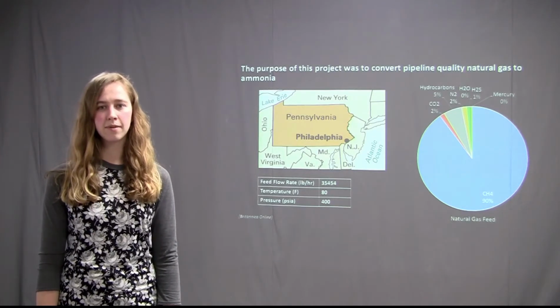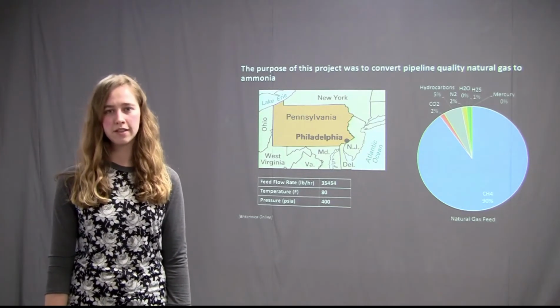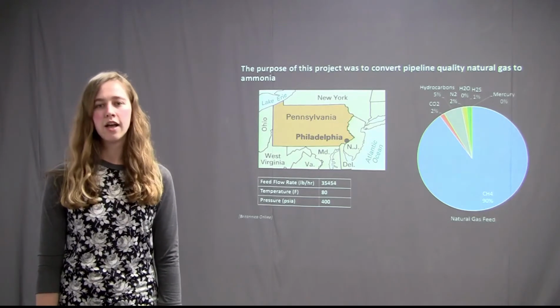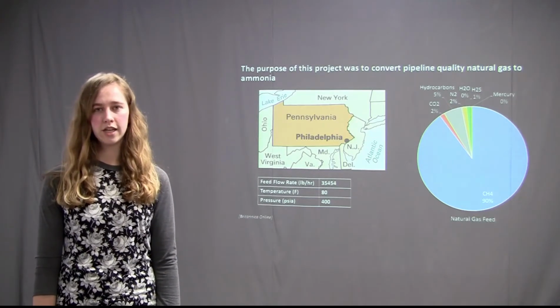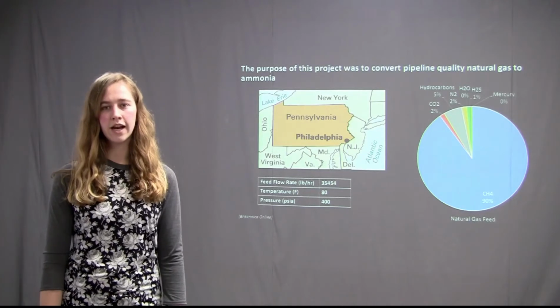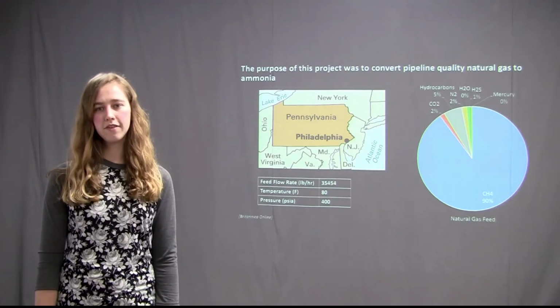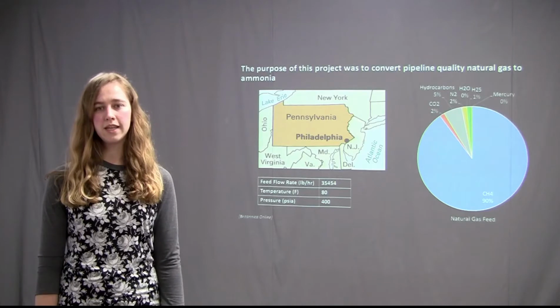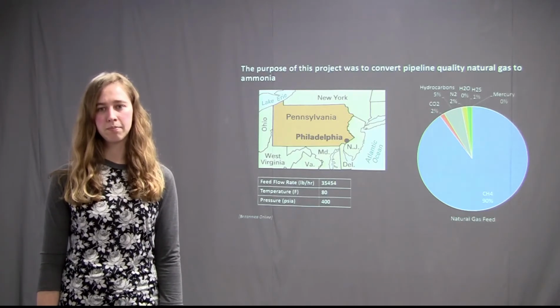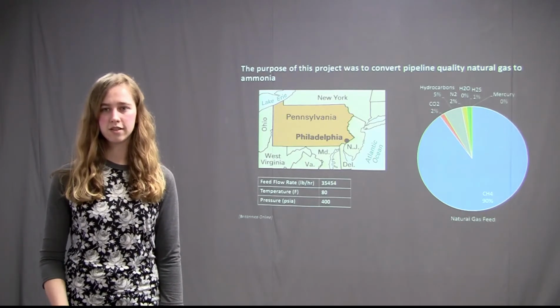The natural gas is a mixture of many different components, as you can see in the pie chart, including methane, nitrogen, carbon dioxide, water, and other contaminants. With these given feed conditions, the plant is competitive with other current ammonia production plants in the United States.